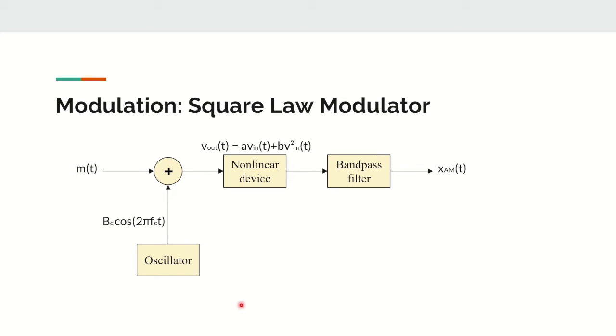Okay, our final type of modulator is called a square law modulator. This involves, again, feeding our input signal added to our carrier signal here. This will be fed into a nonlinear device. Again, we'll go over more of the math on the next slide. And then the output of that will be fed into a bandpass filter in order to isolate our AM modulated signal.